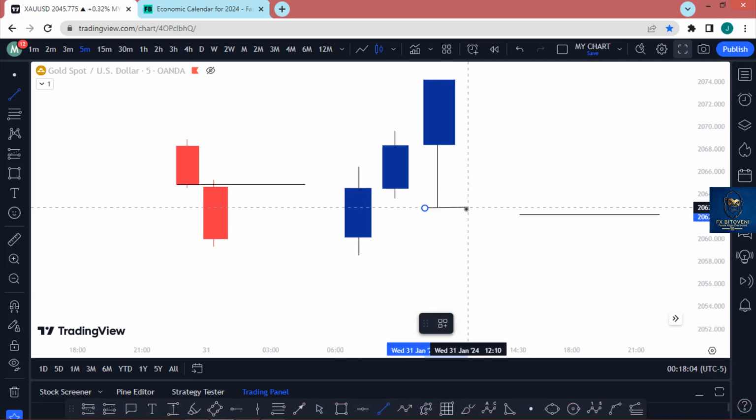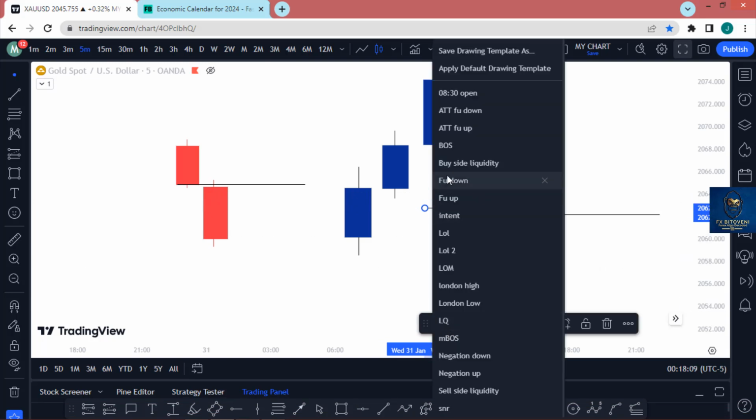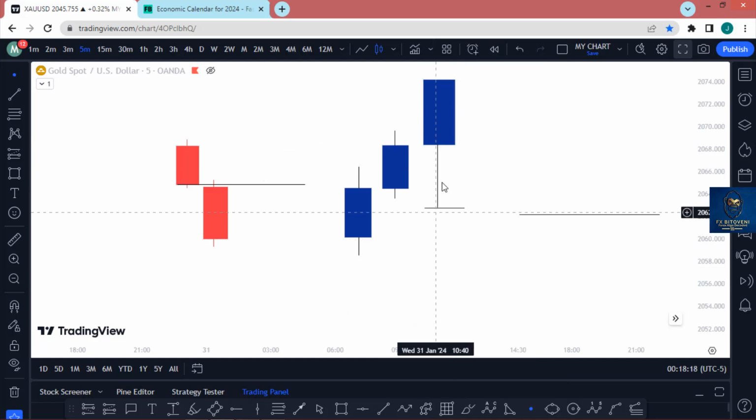that was formed here. Manipulation signs that banks are joining the move. You will see this. Banks are joining the move.